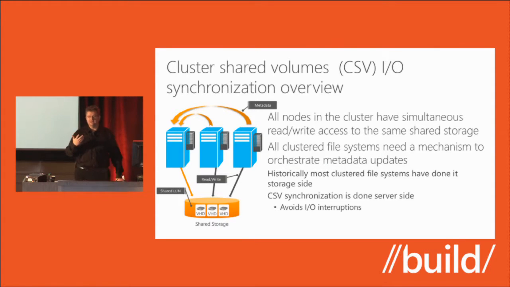With CSV, we actually do all of our metadata synchronization server side. We're forwarding metadata updates, and for each individual volume, we designate one node to own all metadata updates. So metadata updates, being creates, extends, opens, all get orchestrated through one server on a per volume basis. So if you had 10 volumes and 10 servers, each one could be owned by a different one, each one orchestrating for an individual LUN. Data, reads and writes, go directly to the disk.